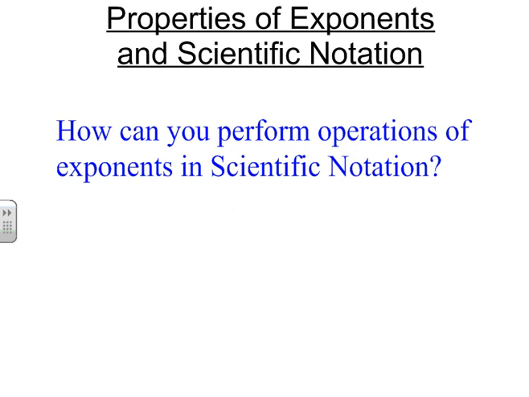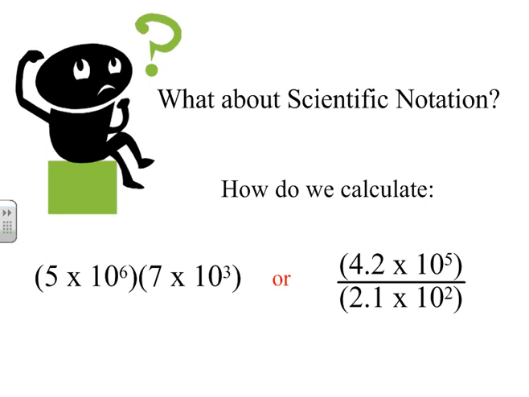Exponents in scientific notation, we're going to take a look at performing multiplying and division on numbers that are written in scientific notation. And how we go about calculating that is we're going to treat them as separate parts. We're going to look at the base 10 numbers, and we're going to just use exponent rules with the base 10 numbers. So when we have multiplying, we're going to add them. When we have division, we're going to subtract them.